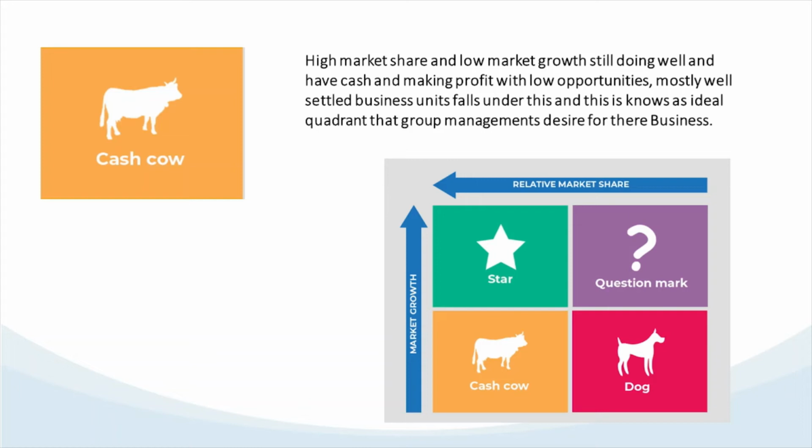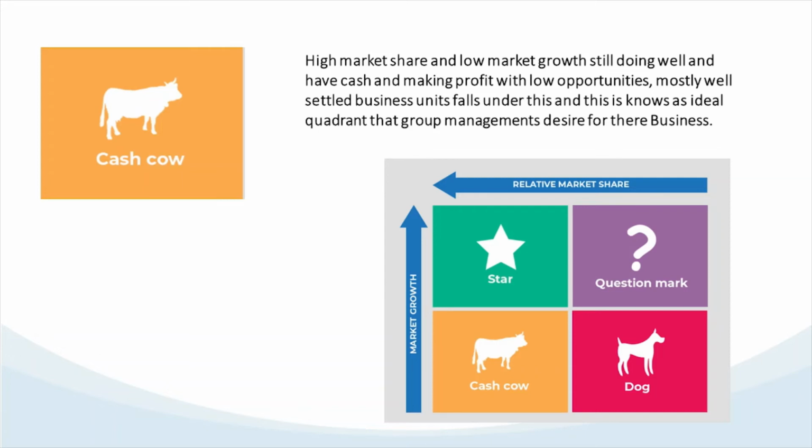If your company, your group or strategic business unit falls into cash cow, it means that you have more cash, you are doing well, you're well settled into the particular industry. You are in a still water situation where you are generating a good amount of profits, making cash, and then you may be using that cash for question marks and for stars.